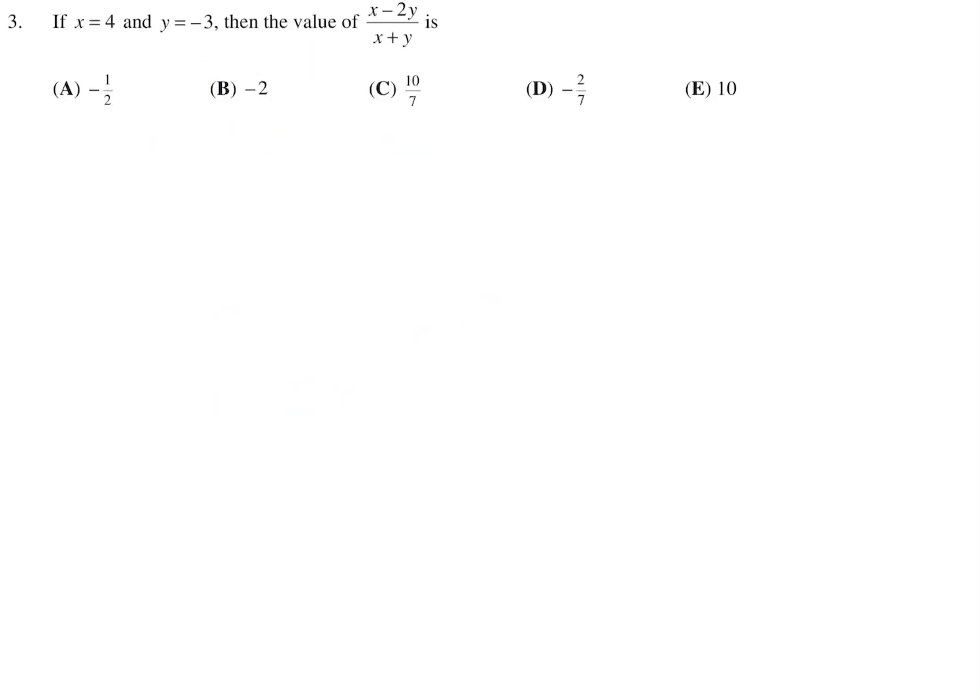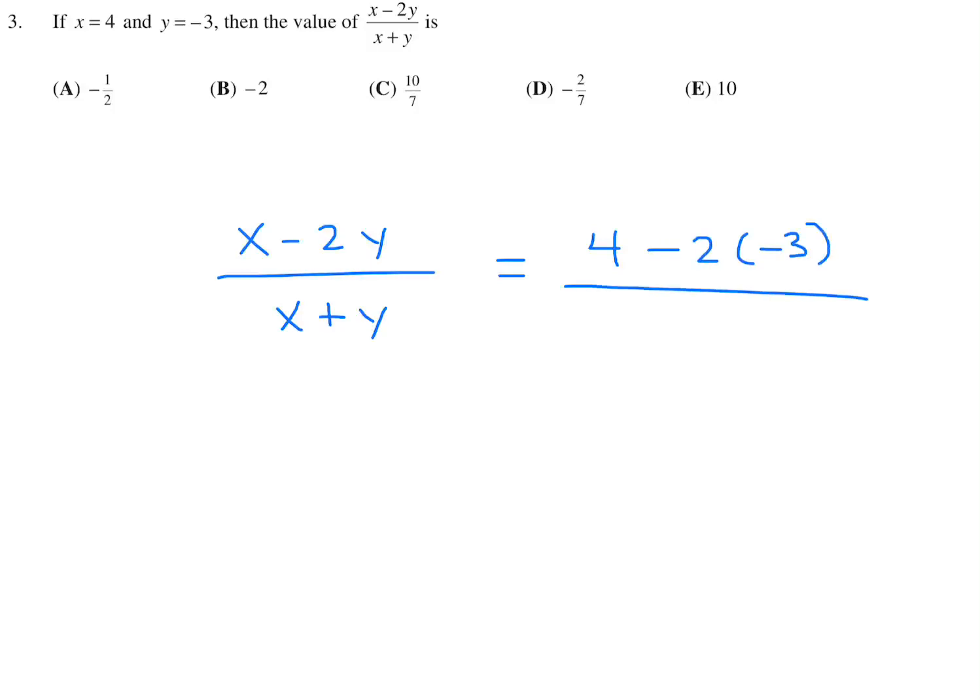If x equals 4 and y is minus 3, what is the value of (x minus 2y) over (x plus y)? So you just substitute the values that they've given us, and it would give you 4 minus 2 times minus 3, over 4 minus 3. So you'd have 4 plus 6 over 1, and therefore this is 10. So number 3, the answer is E.